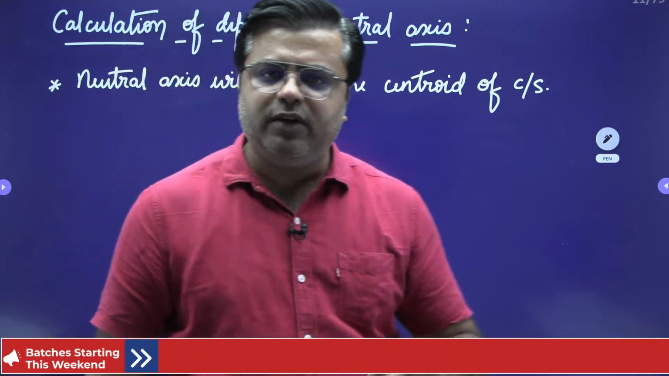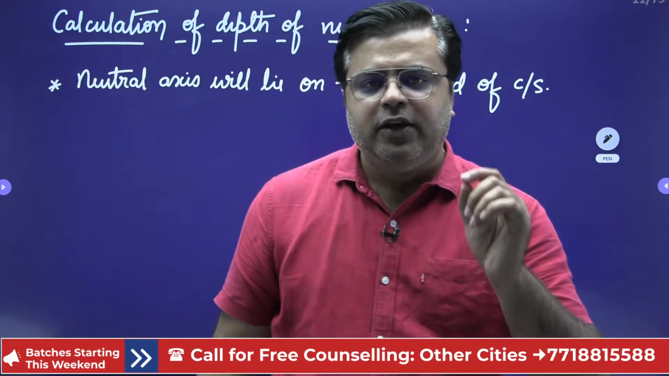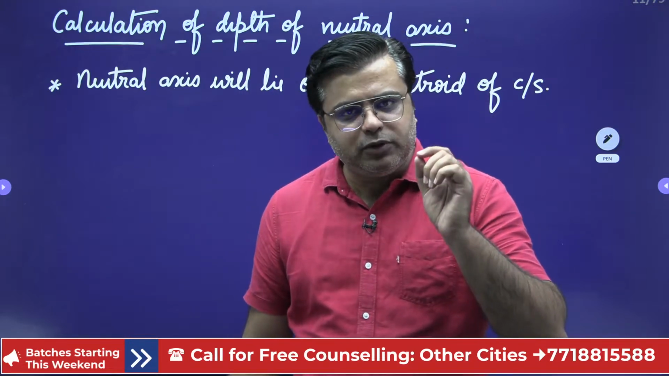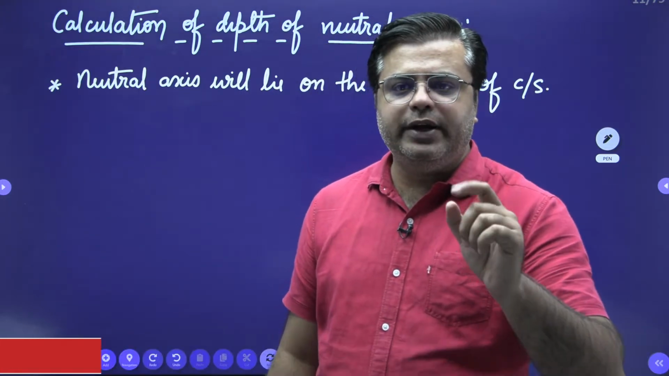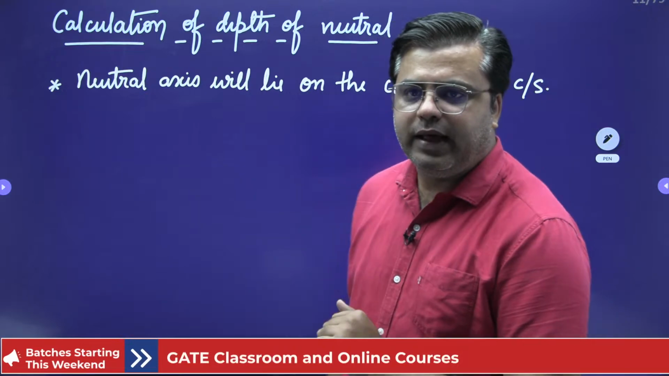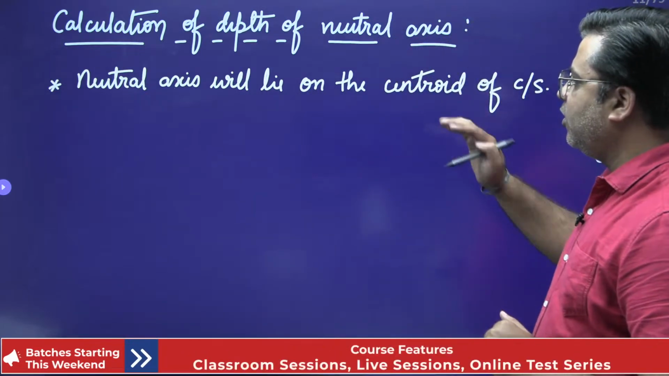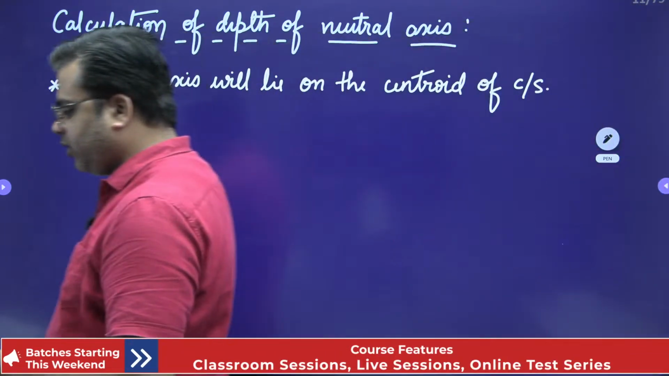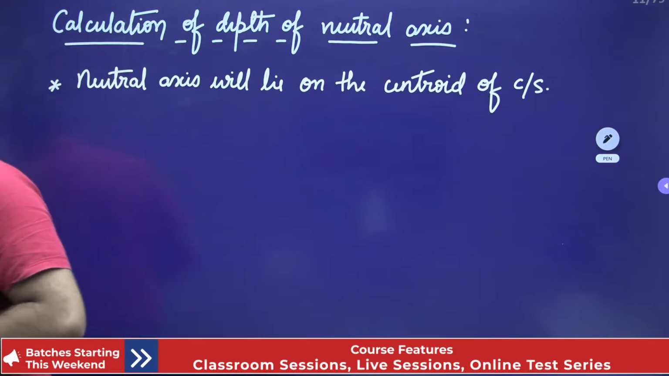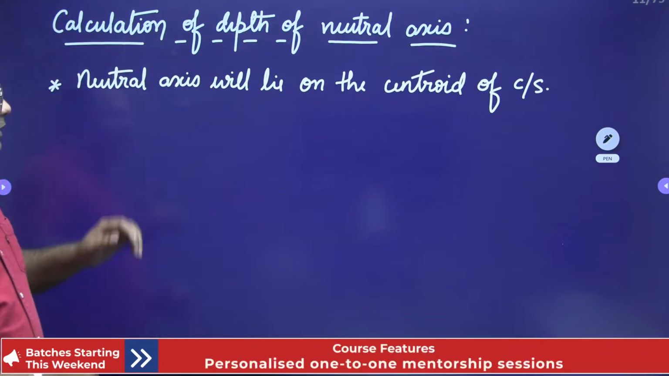No matter whatever will be the shape of the cross section, wherever will be the position of the centroid, at that point your neutral axis is going to lie, right? So neutral axis will always lie at the centroid of the cross section.